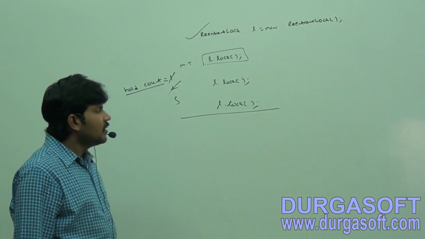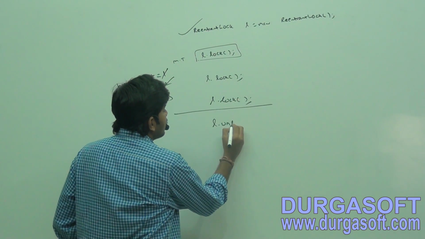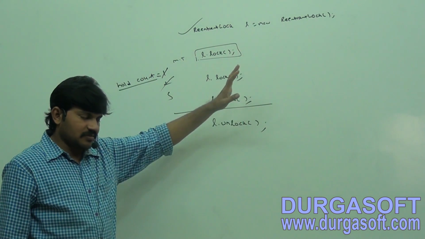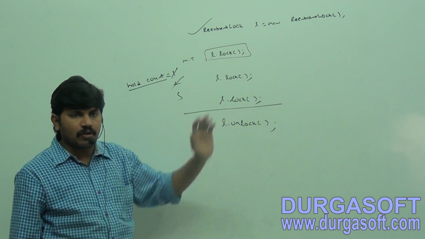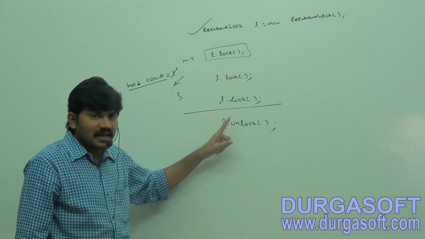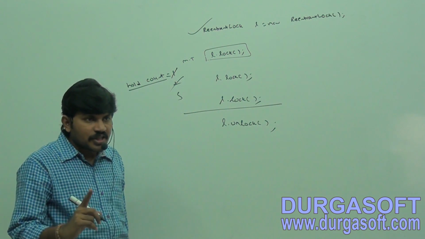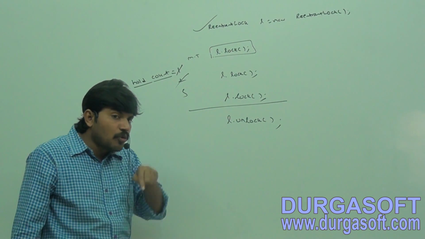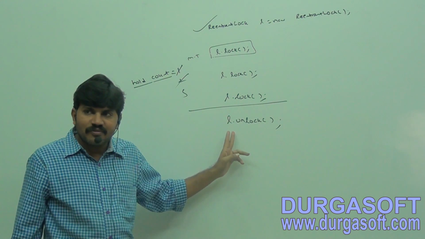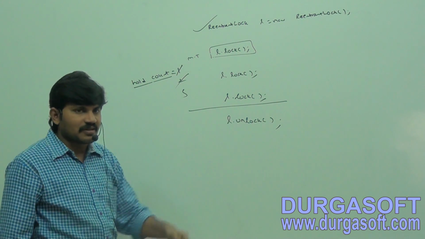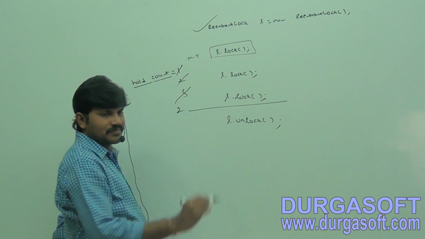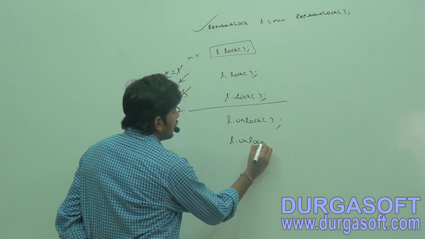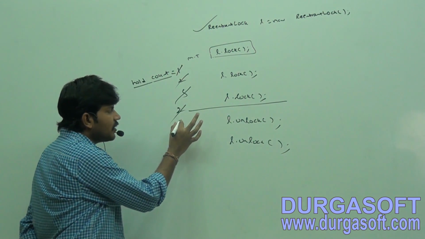Now l.unlock(). The main thread calls unlock, which decrements the hold count. Whenever we call l.unlock(), the thread does not immediately release the lock. The current thread has 3 holds, and whenever we call unlock, it is the reverse operation. Now the hold count will become 2, but the lock won't be released. Next, l.unlock() once again, and now it will become 1.